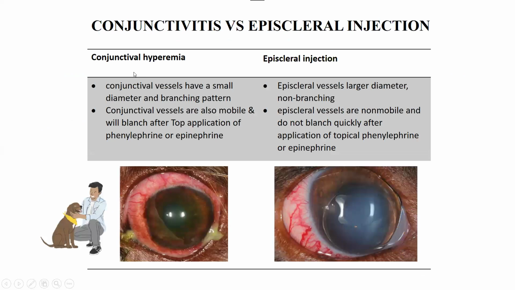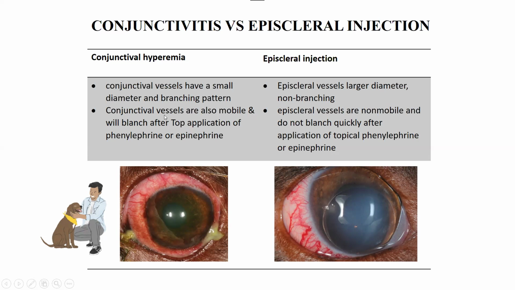Now, the difference between conjunctivitis or conjunctival hyperemia versus episcleral injection, because in both the eyes look reddish. The difference is that in conjunctival hyperemia, the conjunctival vessels are small in diameter and have a branching pattern. You can see these are small, with a lot of branching happening in this case. But in episcleral injection, the vessels are larger in diameter and non-branching. You can see the main vessels going straight forward, not much branching.